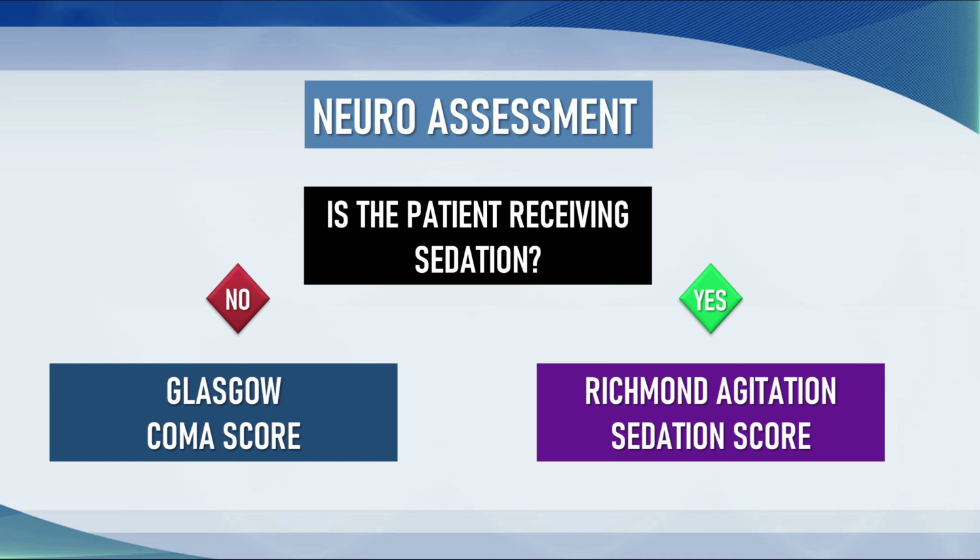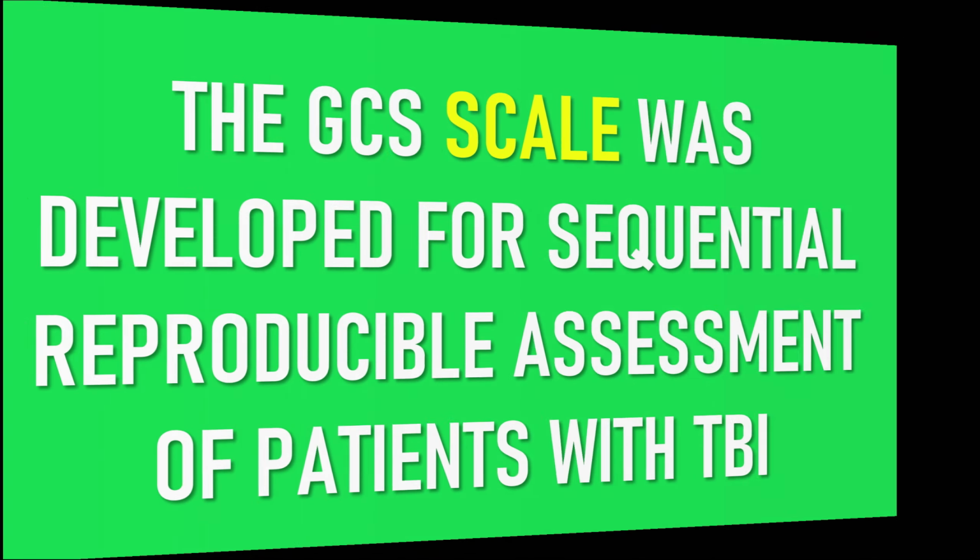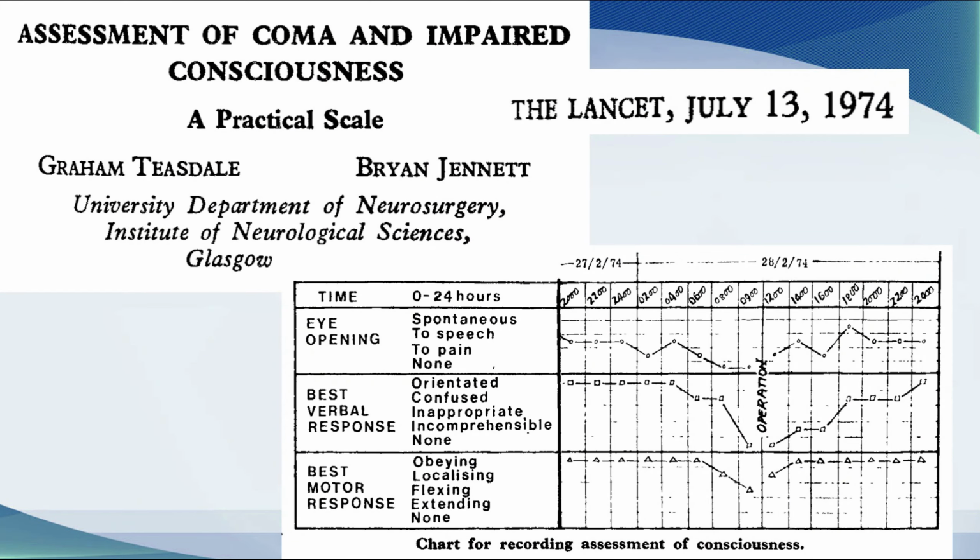The Glasgow Coma Scale was developed for sequential reproducible assessment of patients with traumatic brain injury, even though it's used all the time for all kinds of stuff. The original reason for this was for the neurosurgical brain injured patient who came into the emergency room, and it was developed by Teasdale and Jennett and published originally in July 1974, so this scale is 50 years old.